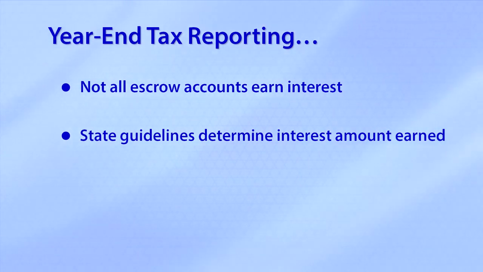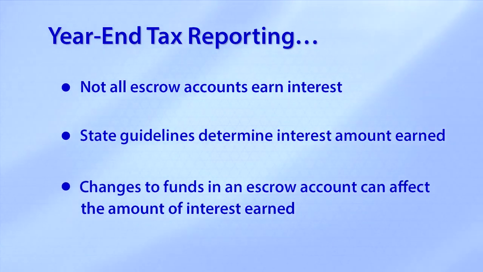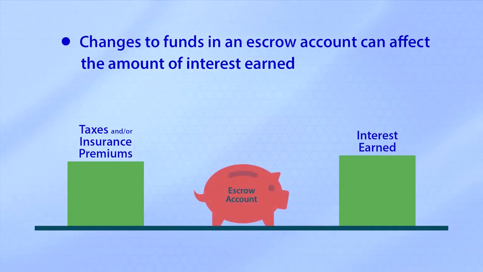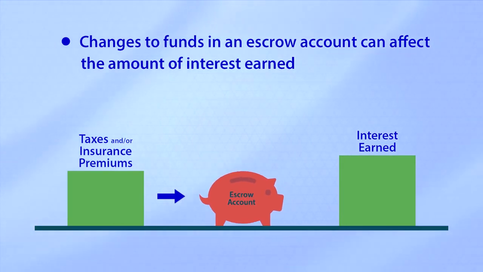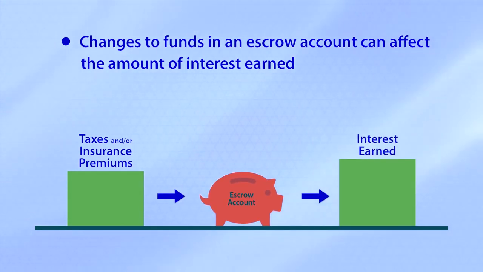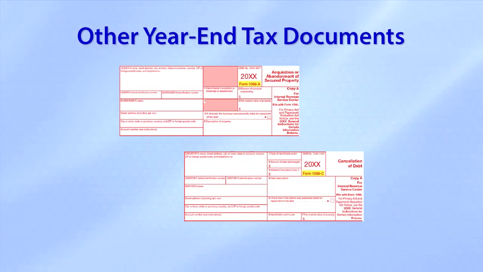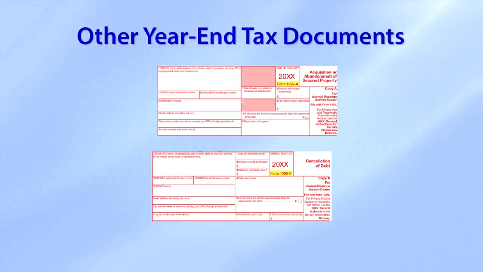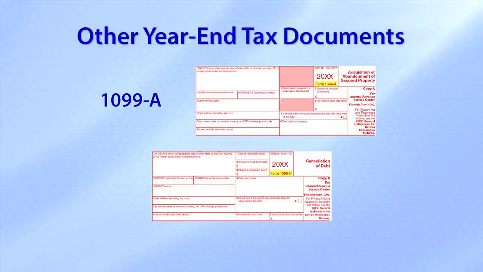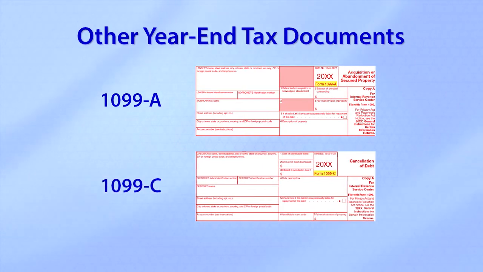Additional factors that affect the amount of interest earned include changes to the amount of funds in your escrow account. For example, an increase or decrease in your taxes and/or insurance premiums can affect the amount of funds held in your escrow account, which in turn can affect the interest earned. There are several other year-end tax documents that could be sent depending on your individual situation. These forms include a 1099-A for loans that have completed foreclosure and a 1099-C for loans with loss mitigation activity.